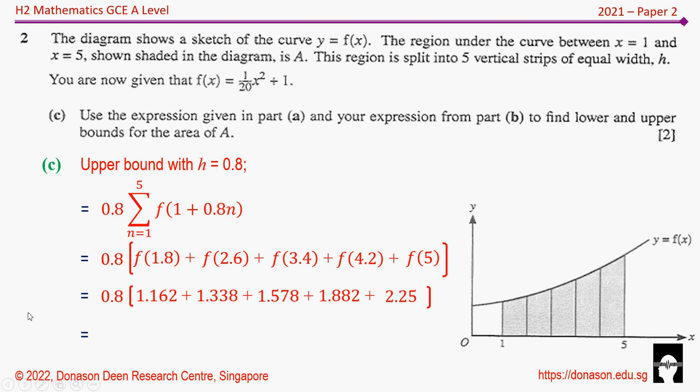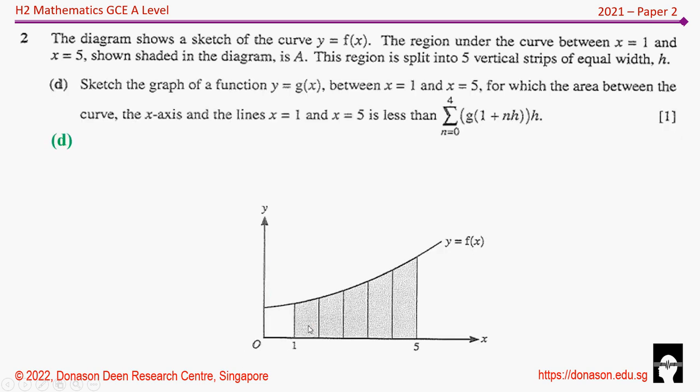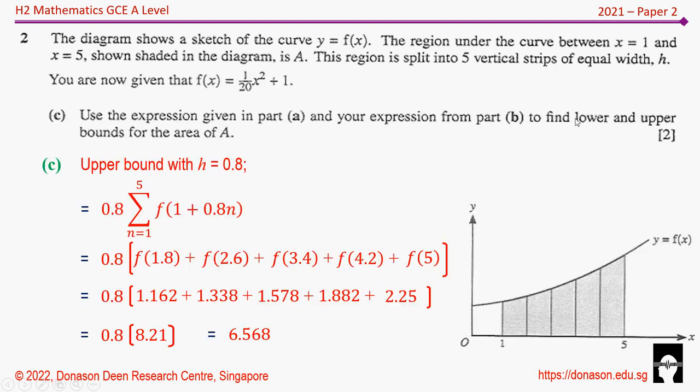And then 0.8 multiplied by the sum of all these numbers, which adds up to 8.21. And when you multiply 8.21 with 0.8, that's going to give you 6.568. That is going to be the upper bound value. So the question asks to find the lower bound and the upper bound of the area A. Okay, so 6.568 is the upper bound, or the overestimation of the area A, which is the area under the graph.